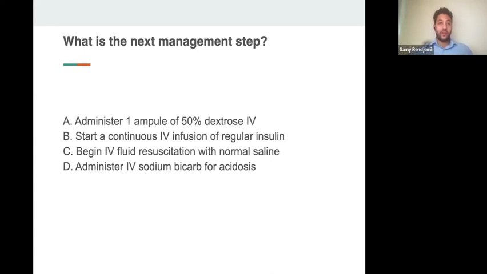All right, so after the patient's intubated, her airway secured, what would be the next priority in management? Would it be to give IV 50% dextrose? Would it be to start an IV infusion of insulin? Would it be to give IV fluid resuscitation with normal saline, or sodium bicarbonate for her acidosis?